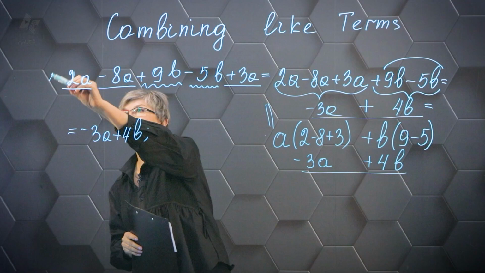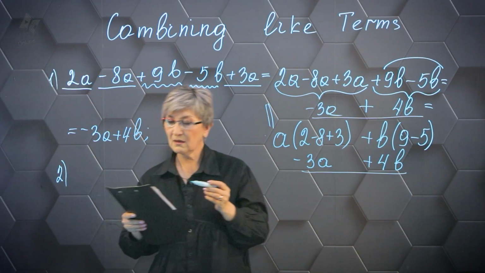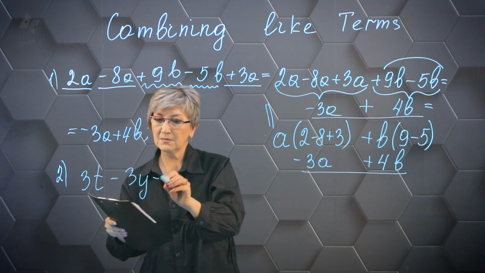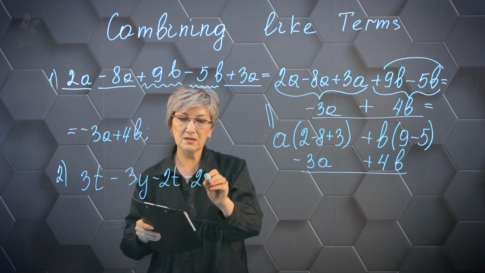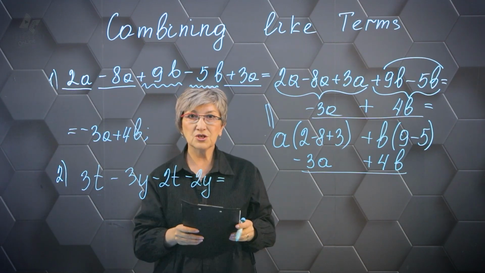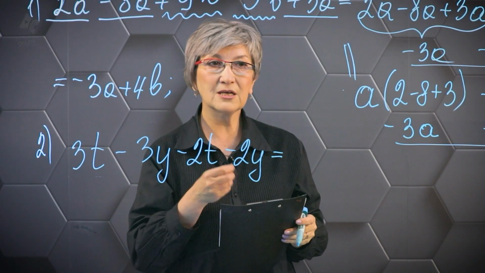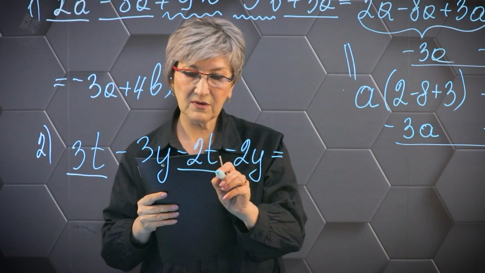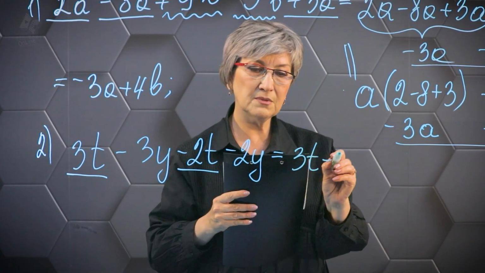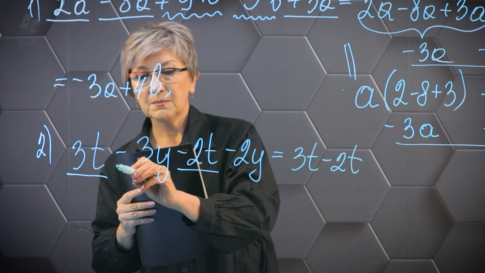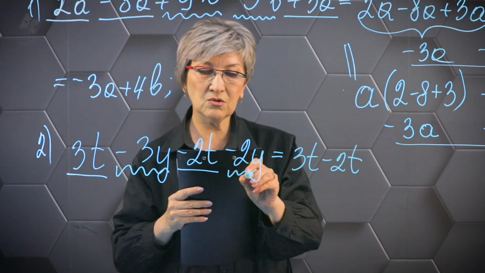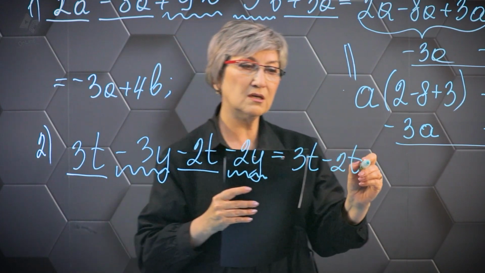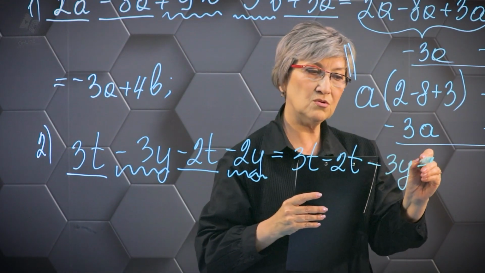Let's solve another example. 3t minus 3u minus 2t and minus 2u. Before we convert this expression, let's find like terms. And we see 3t minus 2t. Let's write down 3t minus 2t, minus 3u minus 2u. Notice how I'm writing it down: minus 3u minus 2u.